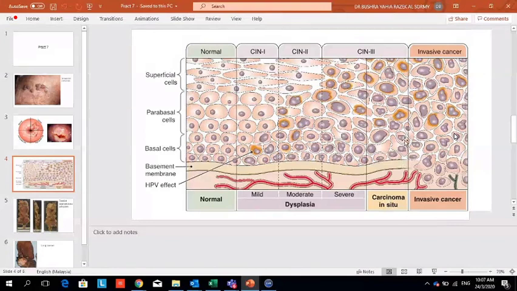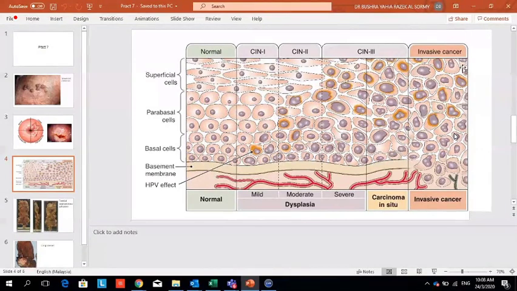Why do we say carcinoma in situ? In situ means still within the epithelium, haven't broken the basement membrane. So it is inside. If in a duct, still inside the duct. If in the gland, still inside the gland. If in epithelium, still inside the epithelium. We say carcinoma in situ.